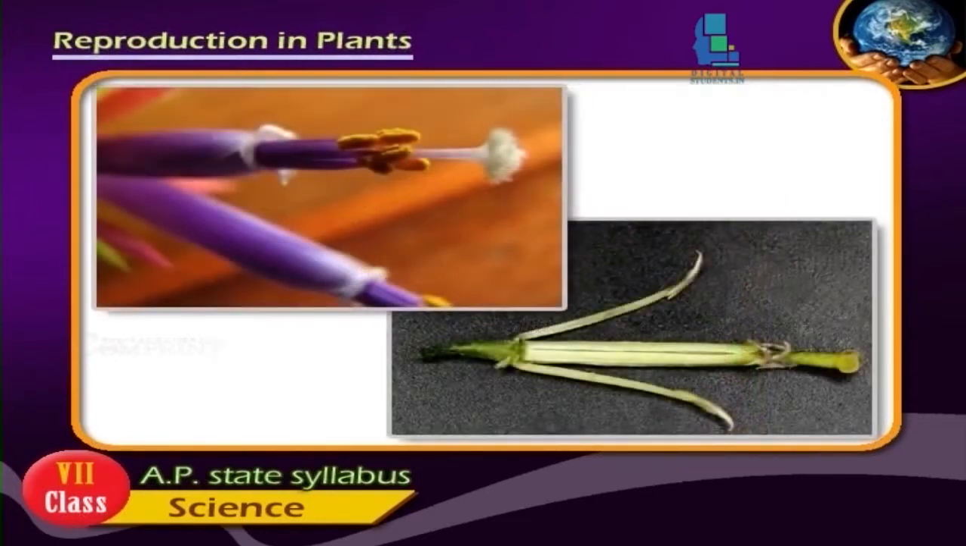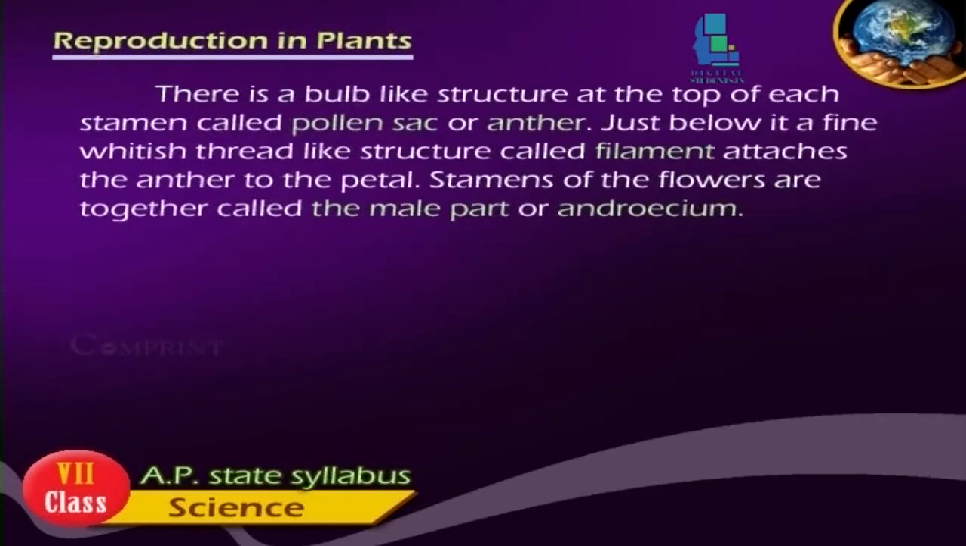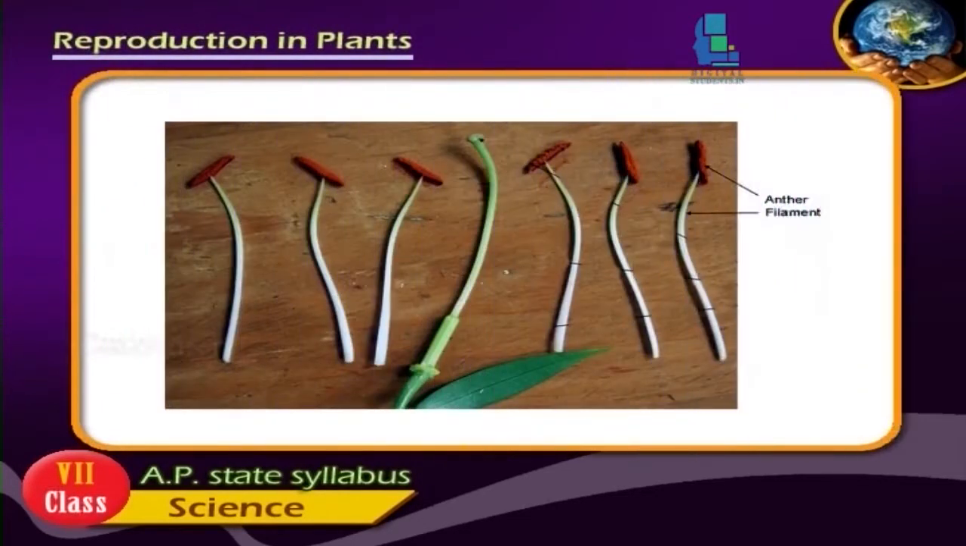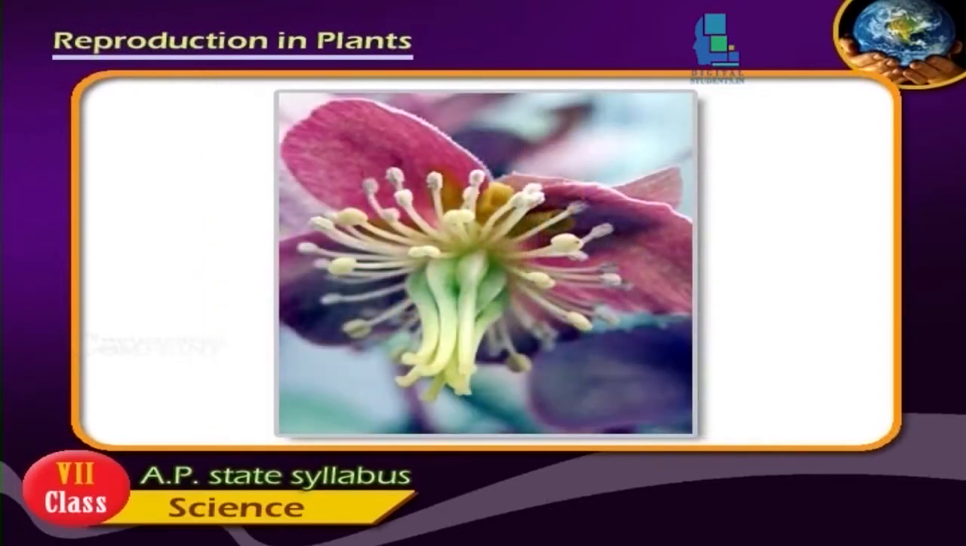After removing petals, we can see soft, elongated structures attached to these petals. They are called stamens. There is a bulb-like structure at the top of each stamen called pollen sac or anther. Just below it, a fine whitish thread-like structure called filament attaches the anther to the petal. Stamens of the flower are together called the male part or androecium.